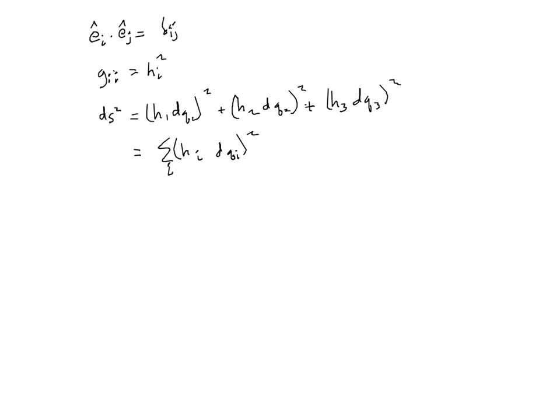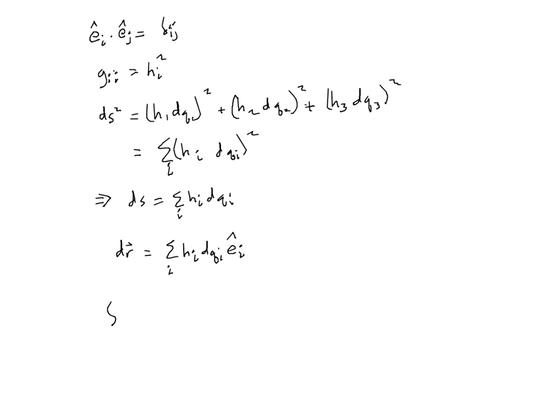And so this also implies that ds can be written as the sum over i of h_i dq_i. And some of your problems involve this whole h thing. So what happens is you can have a differential distance vector, dr, which is basically equal to the sum over i of h_i dq_i e-hat_i.